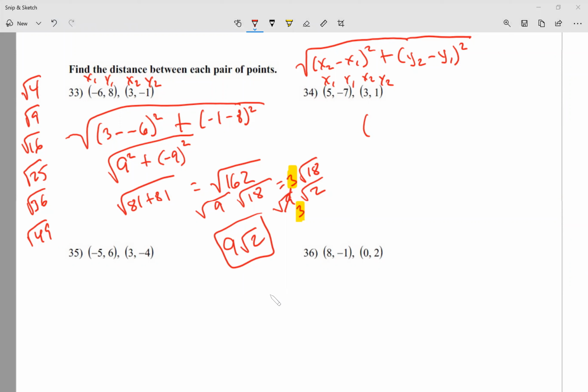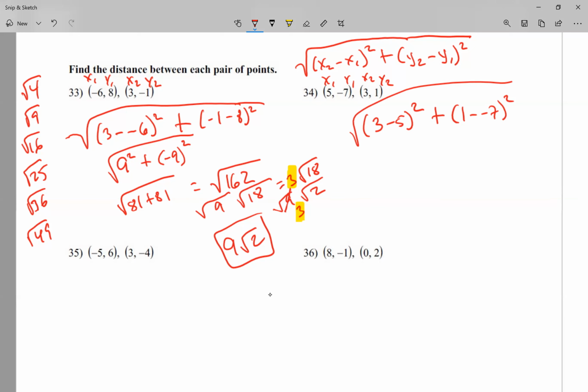All right, so number 34. In the first parentheses, I'm going to do the second x minus the first x. So 3 minus 5, squared. That's the first parentheses. And let me put a plus. My second parentheses, let me do the second y minus the first y. So 1 minus a negative 7, all squared. And all of this is inside the square root. The radical, the square root, is the last thing I deal with.